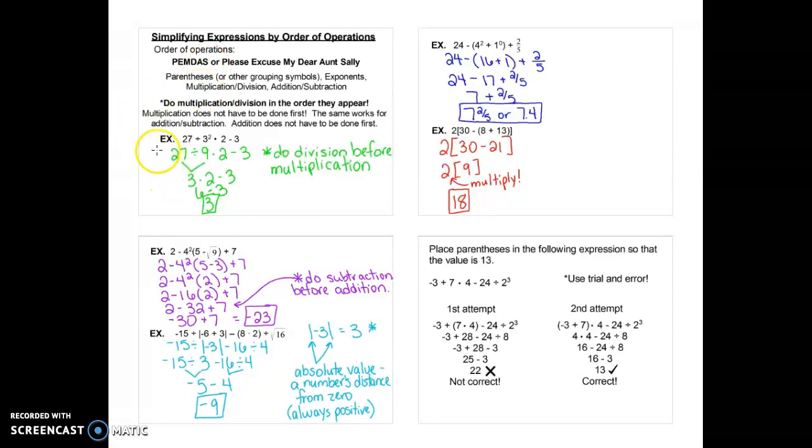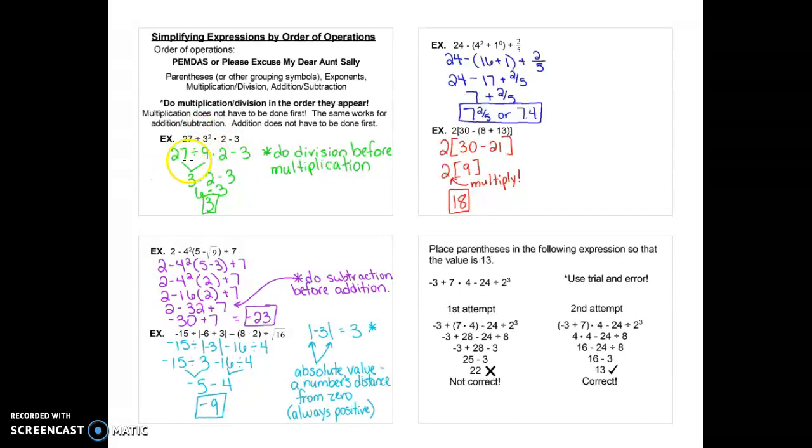Now, if we look at the first example, we have 27 divided by 3 squared times 2 minus 3. So if we think about PEMDAS, there are no parentheses here to take care of, so we can skip that part. Next up comes exponents, which we do have in this case. So we have 3 squared. We have to take care of that first, and that becomes 9.